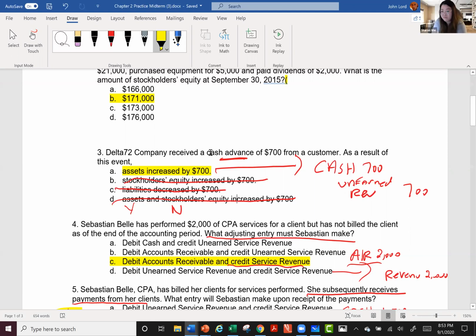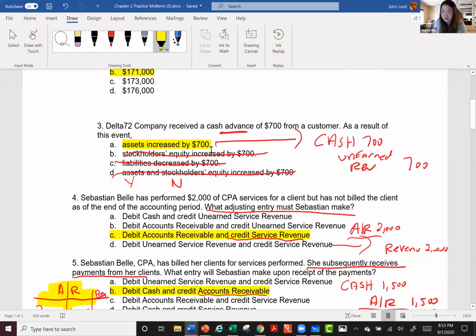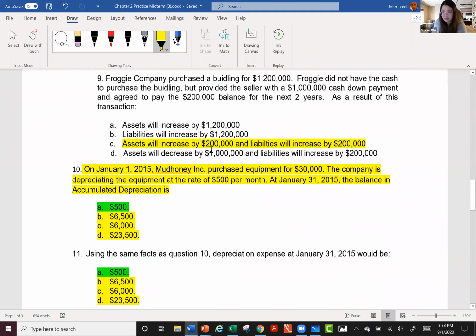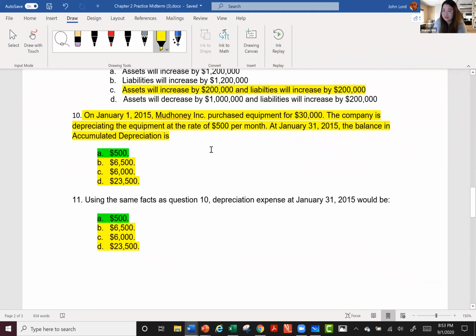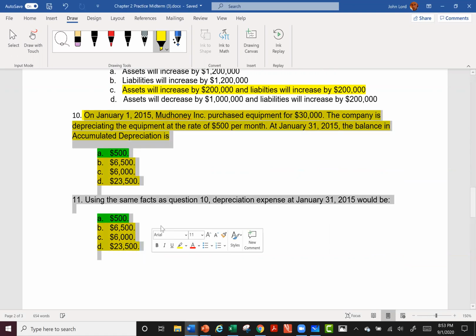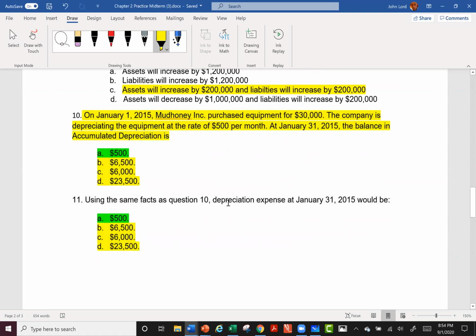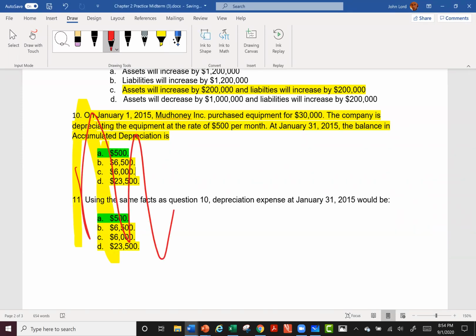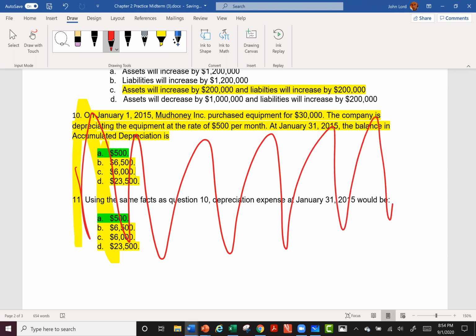Okay. Questions for number 10 and 11. I saw the highlights are green, but the overall question is, the answer is A for number 10 and A for number 11. So both of them are A. And yellow, I should delete these questions. We're not going to have any depreciation questions. You should not be able to answer this, and you will not have to answer it until after chapter 8. But yes, that green is the right answer.